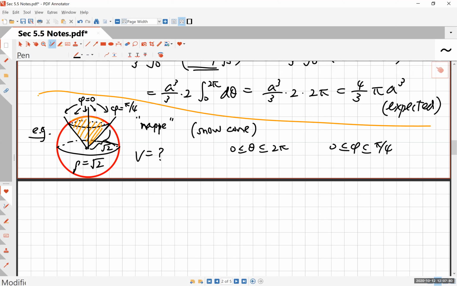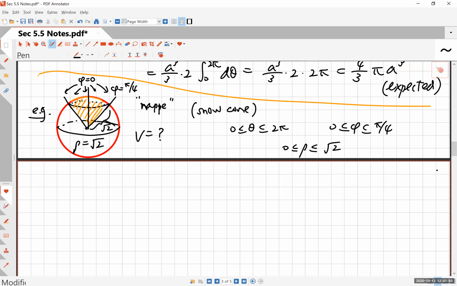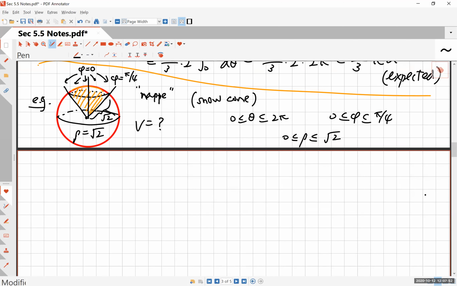And of course, because I'm looking for the volume, I want the rho to go from 0 to the square root of 2. All right, now there is a reason I chose square root of 2. Hopefully you'll see why. I didn't want to have the number 2. Square root of 2 would make things a little easier in the next part of this.